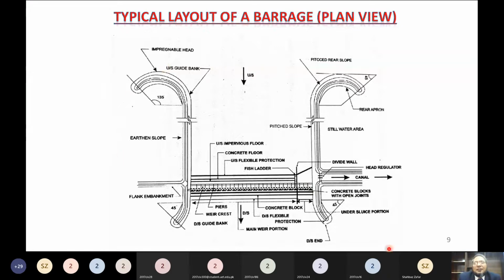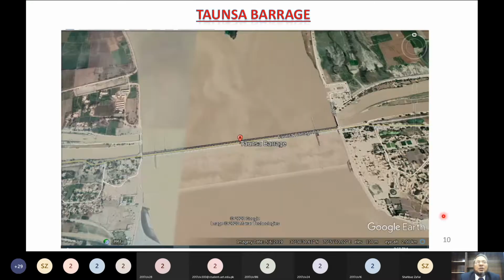Again here, this is the divide wall, and this is the main canal. This is the head regulator of the main canal. Here the marginal bunds are not shown; the marginal bunds should be here. And these are the main bays of the barrage, and these are the under sluice bays of the barrage. And this one is a fish ladder. Now we would like to discuss each one by one.